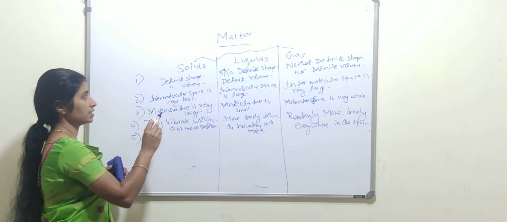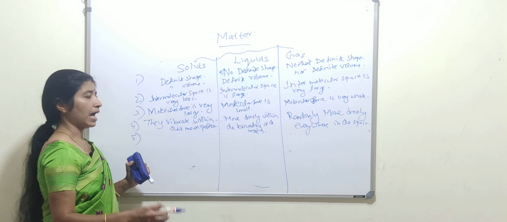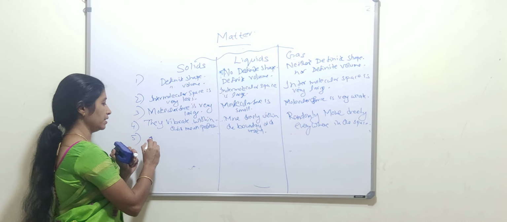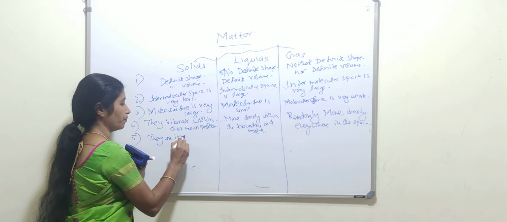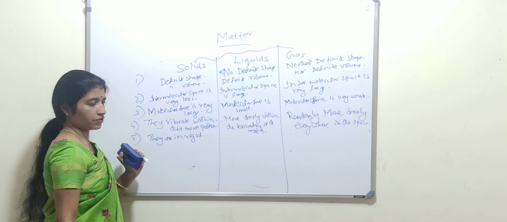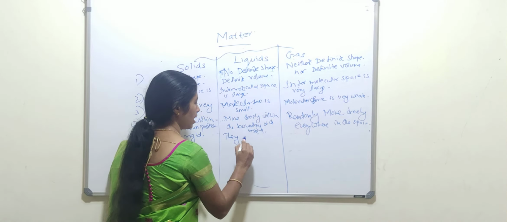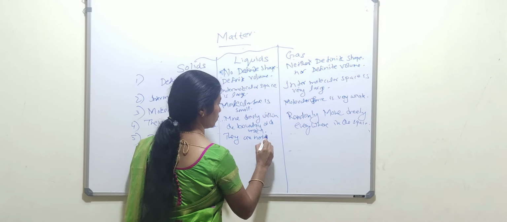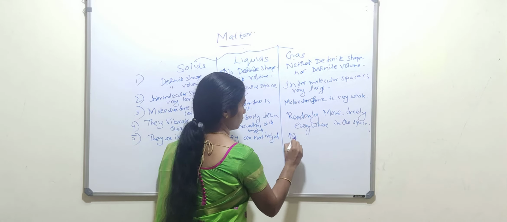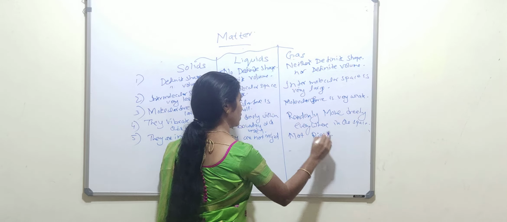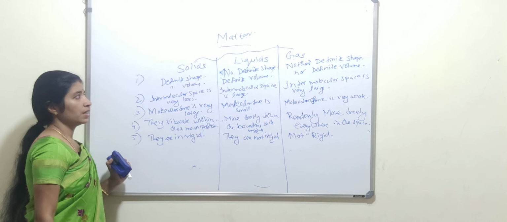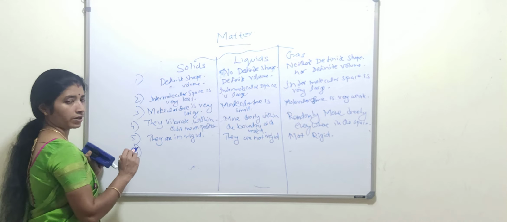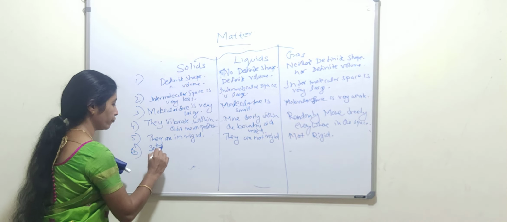And the fifth one: since solids have a definite shape and definite volume and the space is very small, the molecules are tightly packed. They are in rigid form, and liquids and gases are not in rigid form. Since they have definite shape and definite volume, they are very rigid. So, sixth one, solids cannot flow.